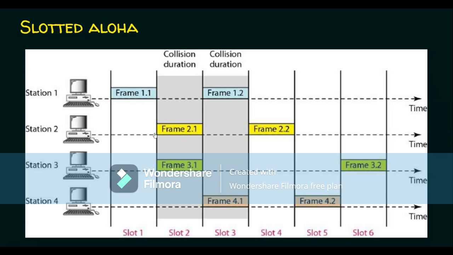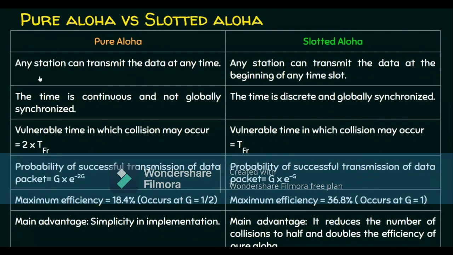Let's now compare Pure Aloha and Slotted Aloha. In Pure Aloha, any station can transmit the data at any time. Whereas in Slotted Aloha, any station can transmit the data at the beginning of any time slot. In Pure Aloha, there is nothing called time slots, so the time is continuous and not globally synchronized. Whereas in Slotted Aloha, the time is discrete and globally synchronized. We know the vulnerable time in Pure Aloha in which collision may occur is 2 times the frame transmission time. In Slotted Aloha, the vulnerable time is the frame transmission time. So the vulnerable time is reduced to half.